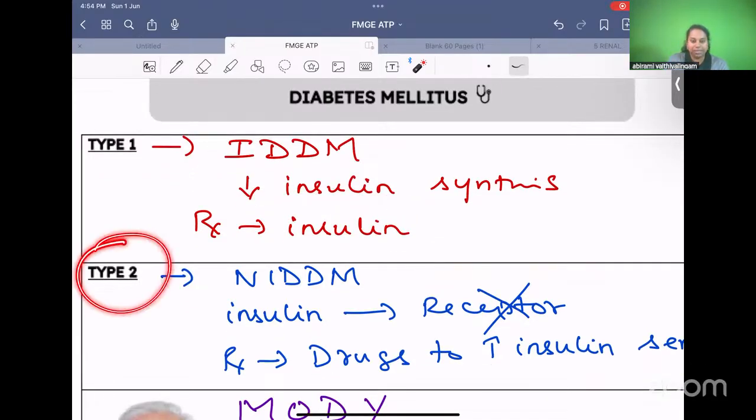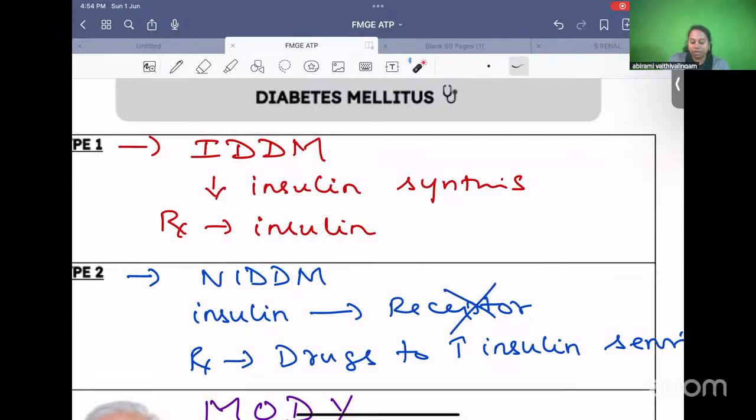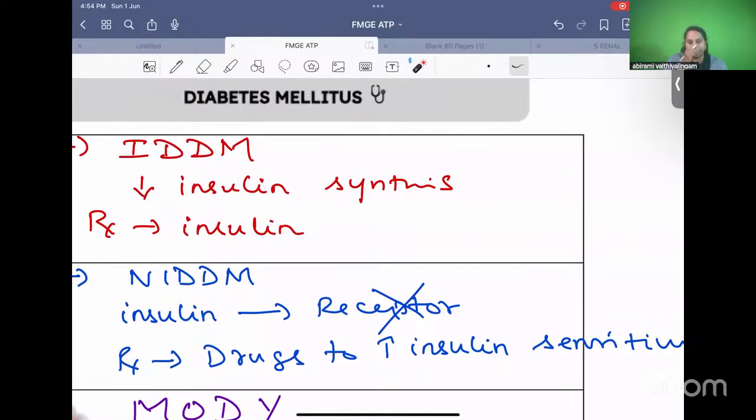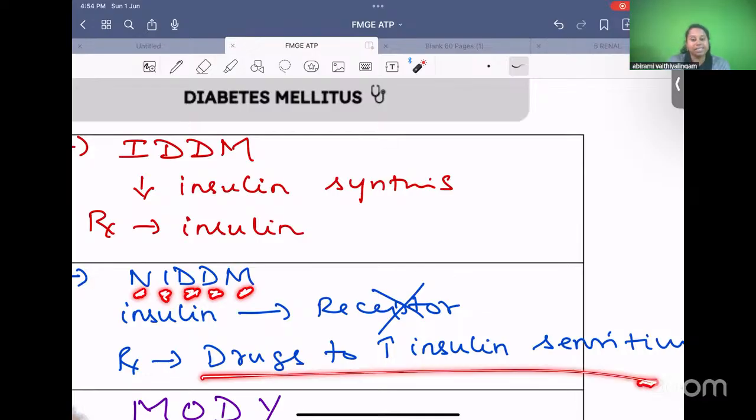Type 2 diabetes mellitus: here insulin is present, but there's something wrong with the receptor, insensitivity. So you have to give drugs which will increase insulin sensitivity. We do give insulin to type 2 diabetes, but you will never see any patient taking only insulin. You have to give them drugs to increase insulin sensitivity. That's why it is called non-insulin dependent diabetes mellitus. Treatment is not dependent on insulin, rather drugs to increase insulin sensitivity.